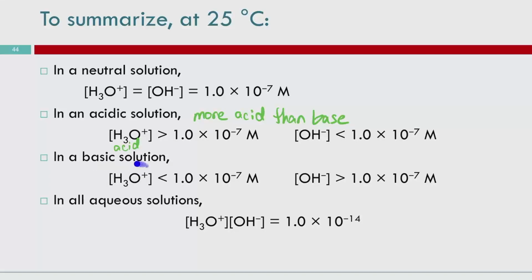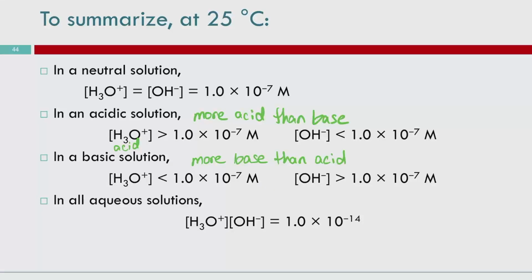In a basic solution, it's the opposite. We've got more base than acid, more hydroxide than hydronium. So our hydroxide concentration is greater than this neutral amount, any number greater than that neutral amount, and our hydronium, our H+, our protons, is less than that neutral amount.